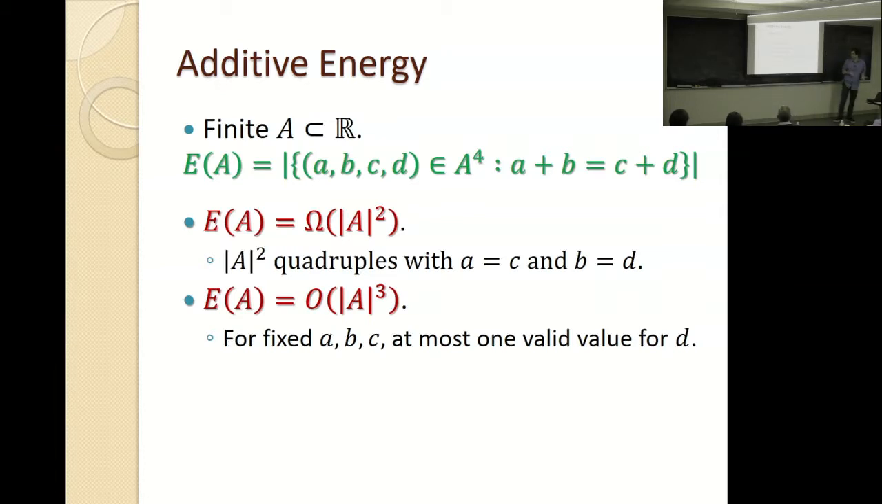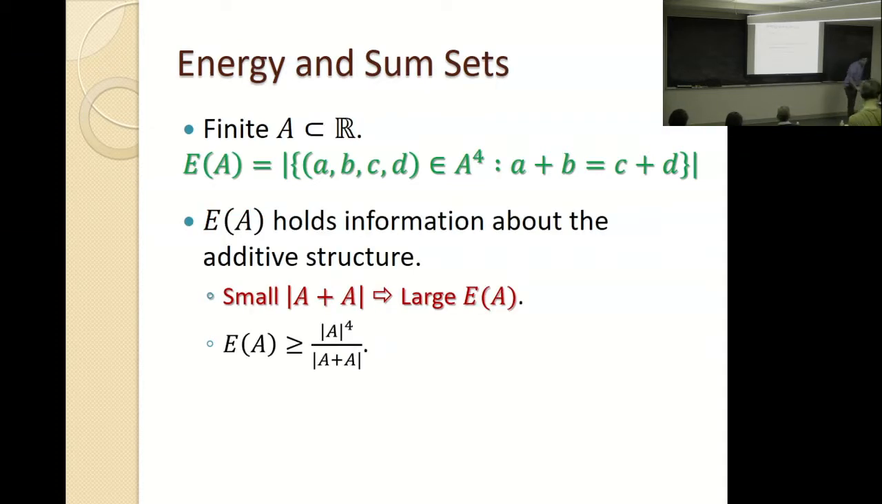So the energy goes between A squared and A cubed. And there's some kind of a correlation between them, not exactly. For one direction, if there's a small sumset, we know that this means that the energy is very large. You can easily show using Cauchy-Schwarz, small sumset implies large energy. The other direction is not exactly true. You can have a very large energy and a very large sumset or small sumset. It doesn't tell you exactly.